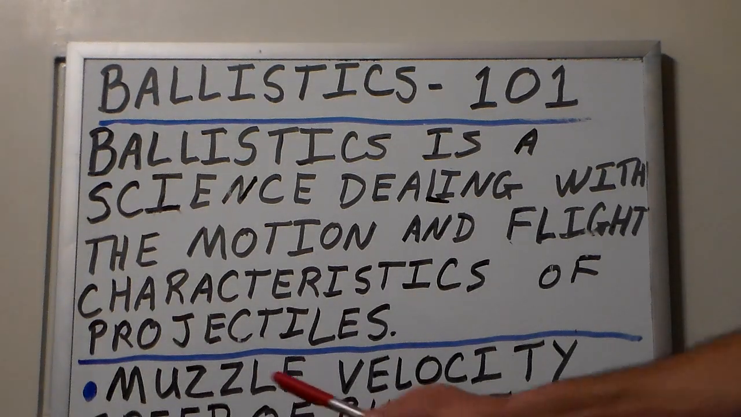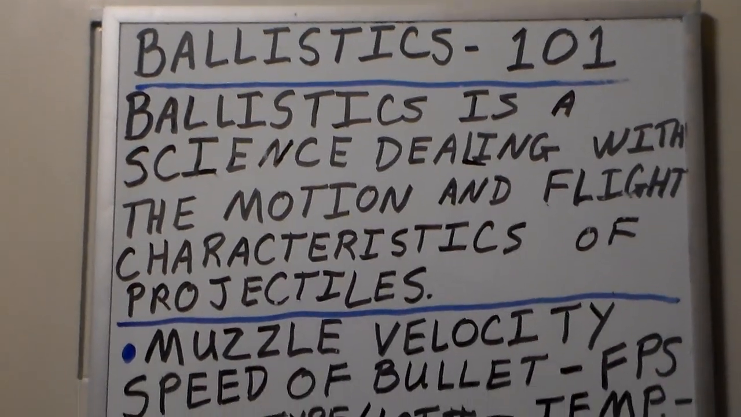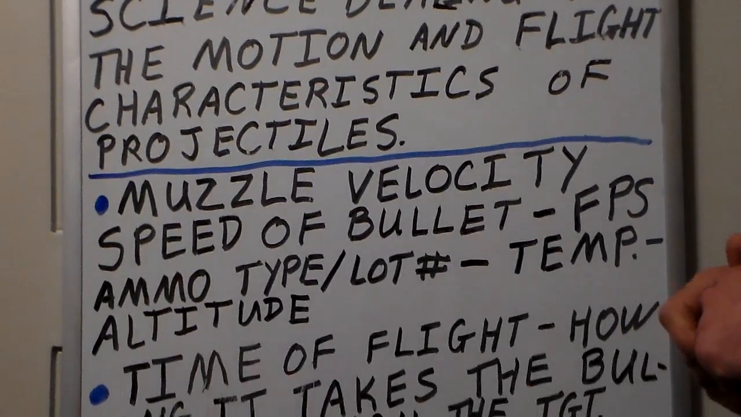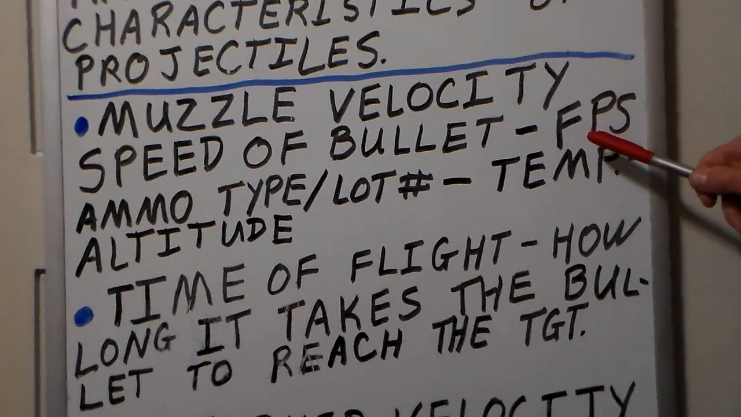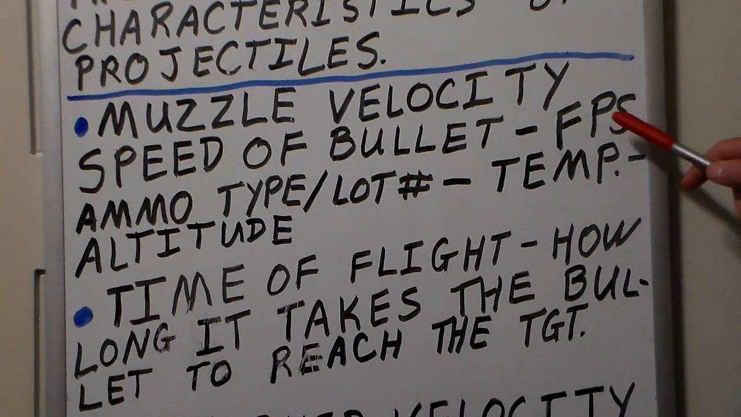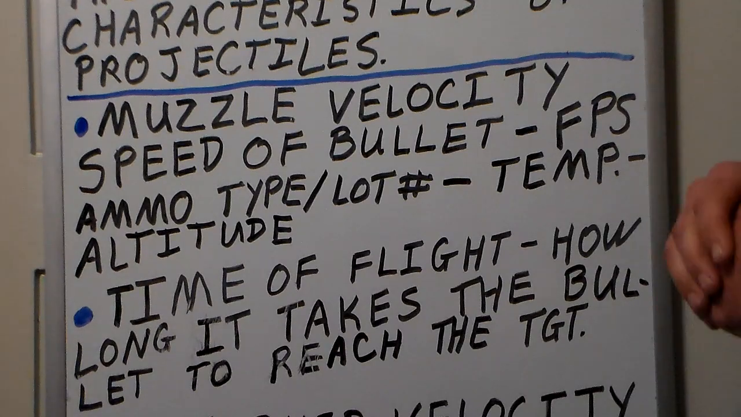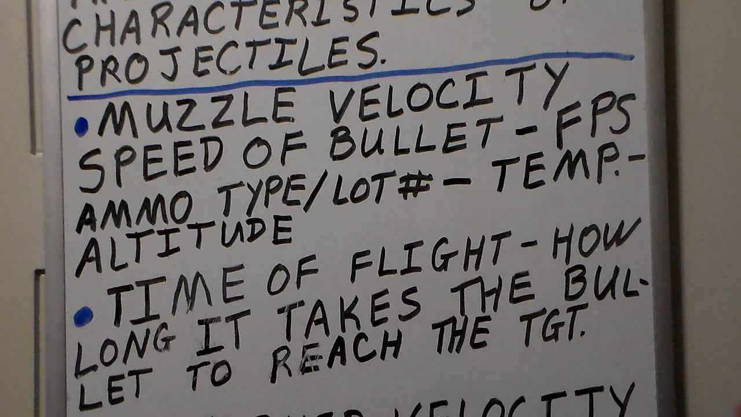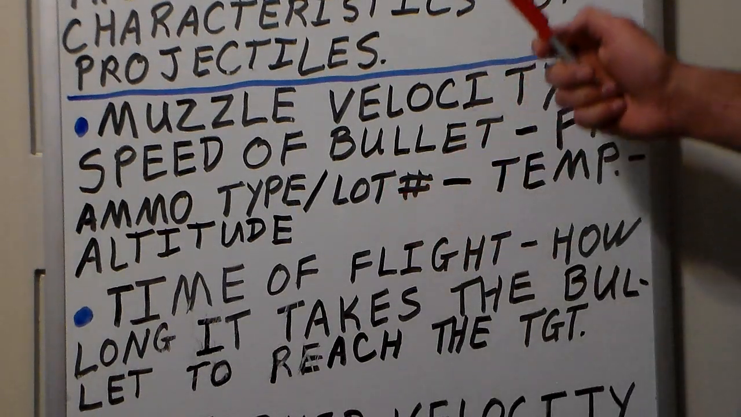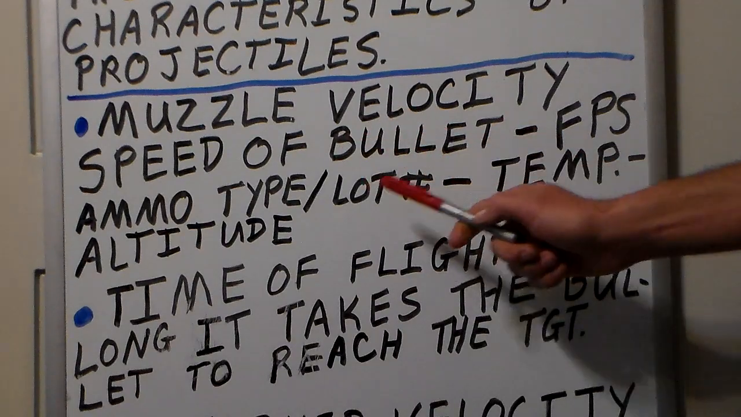Okay, so first we're going to talk about muzzle velocity. Muzzle velocity is the speed of the bullet, and when we're talking about muzzle velocity, we are measuring it in feet per second, FPS. A lot can go into the muzzle velocity of a rifle. Ammo type and lot number. Every lot number is going to be different. Every round that is loaded is going to be slightly different.